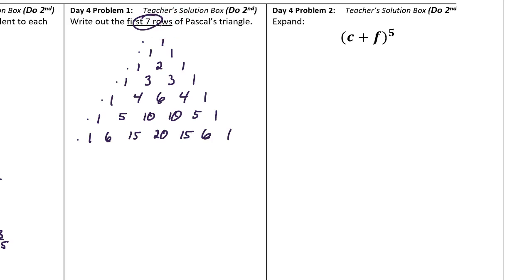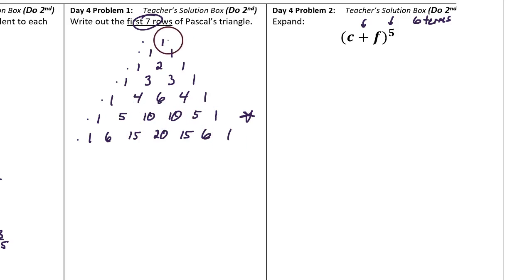Now, day 4, problem 2, we want to expand this binomial. It has an adding sign, so in our answer, all the terms will be added together. It goes to the 5th power, so in our answer, there are going to be 6 terms. In Pascal's triangle, it's this row that we want to use. This one has the 6 terms.